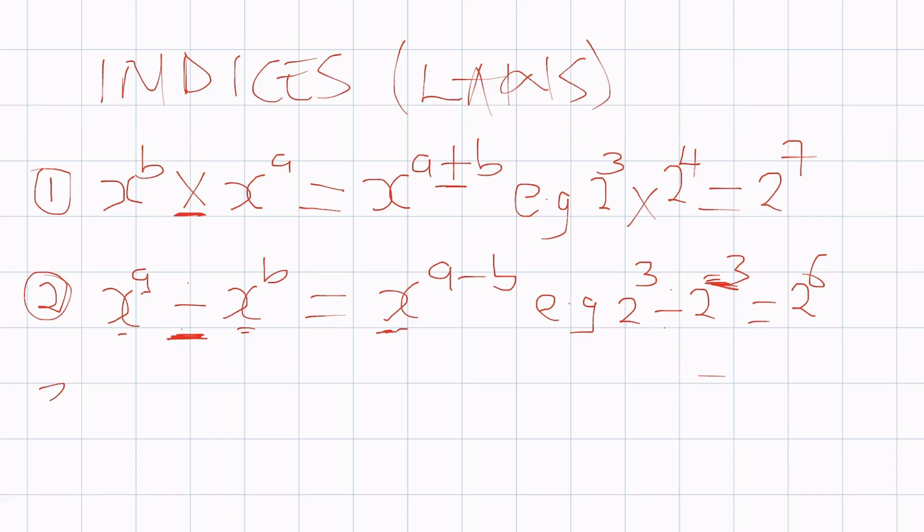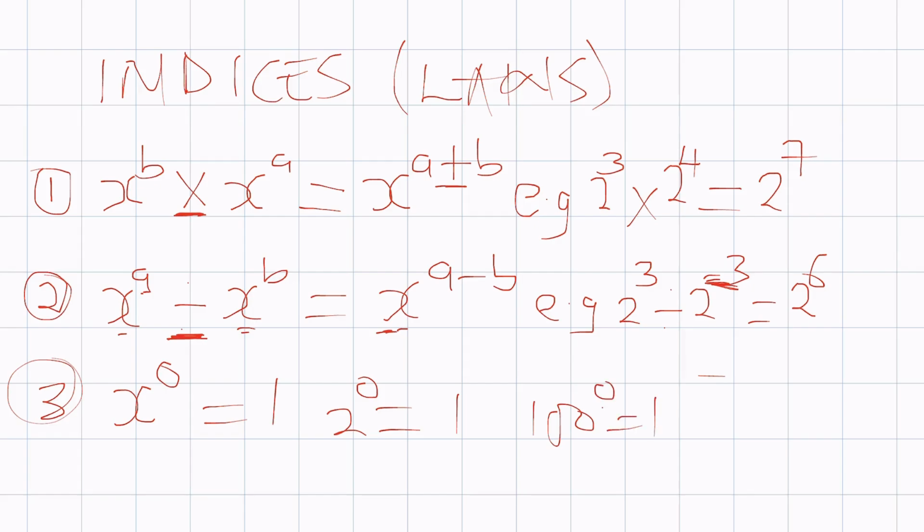Then the third law that we want to discuss is x to the power of 0. It will give you 1. So any number that you raise to the power of 0, the result will be 1. For example, 2 to the power of 0 is 1. 100 to the power of 0 is equal to 1. 1000 to the power of 0 is equal to 1. Then the law number 4 that you're going to have.